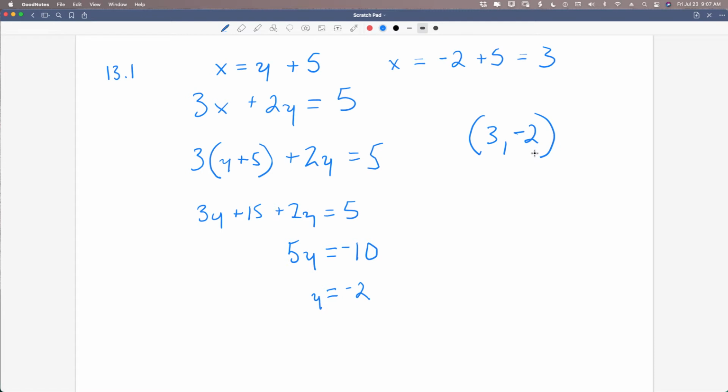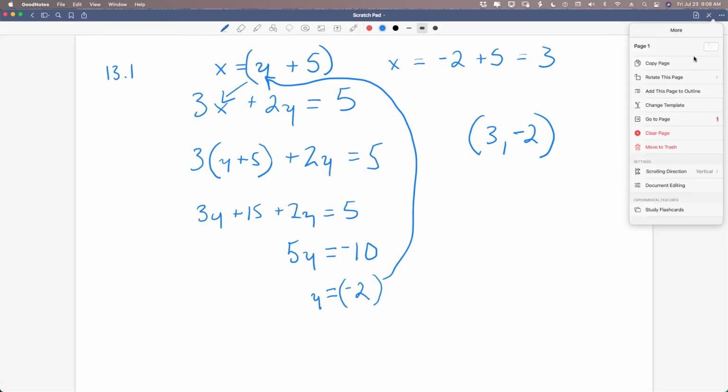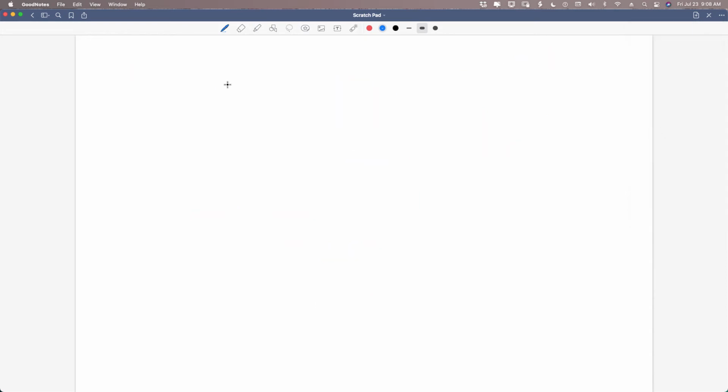All right. Does everybody see how we did that? We took this and put it in here. And then once we got the answer to y, we took this and we put it back in to here. So it's kind of like a circle. We have to solve for x in order to solve for y. So let's try another one. Let's do 13.2.